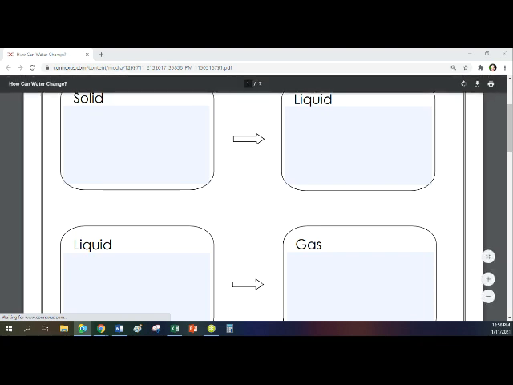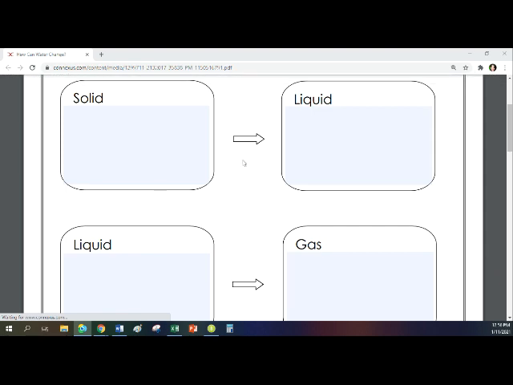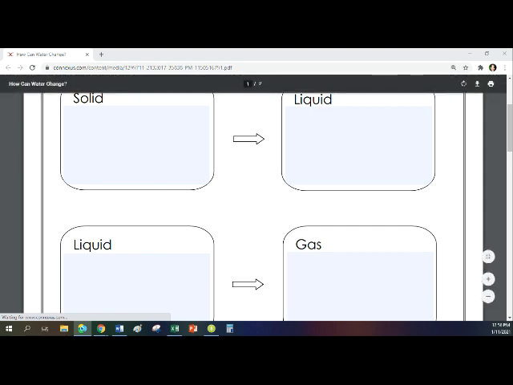Right here under solid, you're going to draw a picture of water in its solid state. Then there's an arrow with liquid on this side. You're going to draw a picture of that solid changing into liquid. So what does that mean? Well, what does water look like when it's a solid? Does anyone know what these are called? Ice cubes, right? When you freeze water, it turns to ice. So when you have a really cold temperature, it causes water to change into a solid state of matter. So then you get ice cubes.